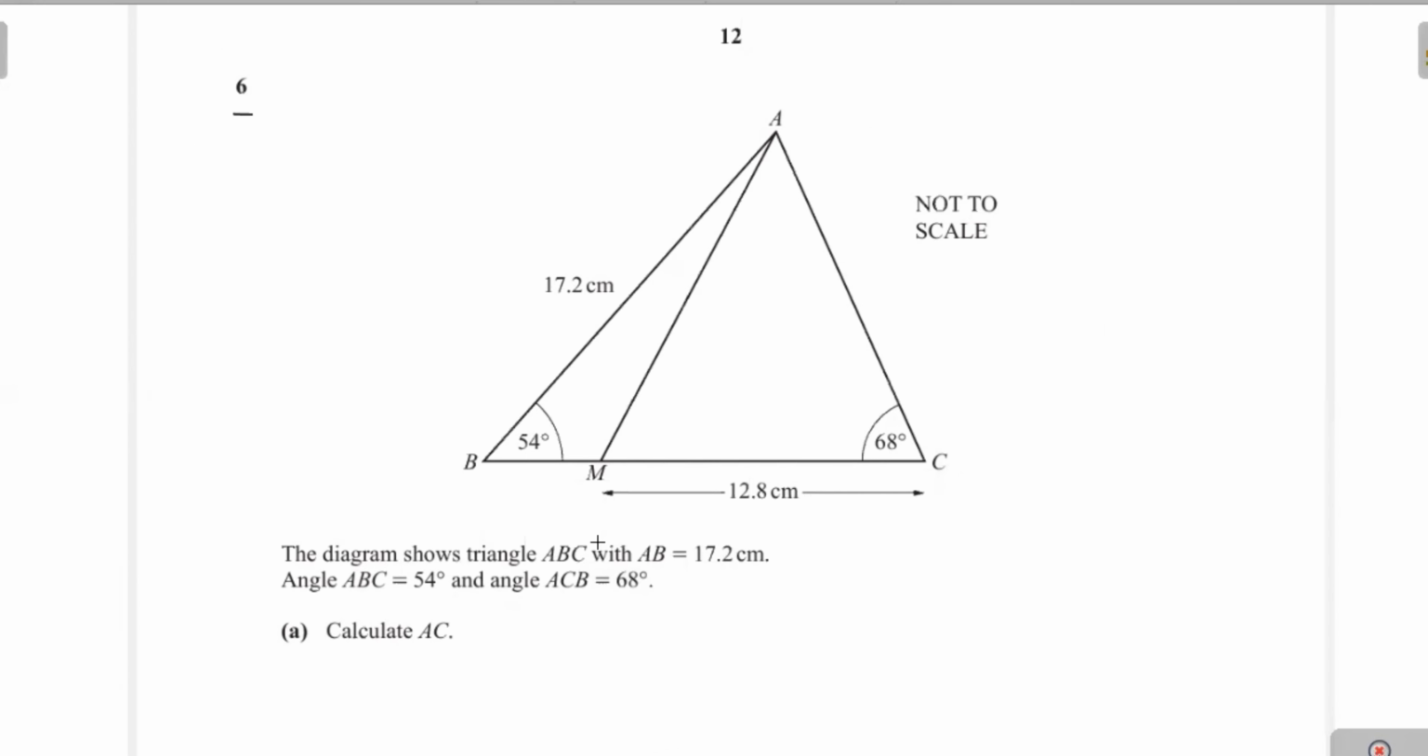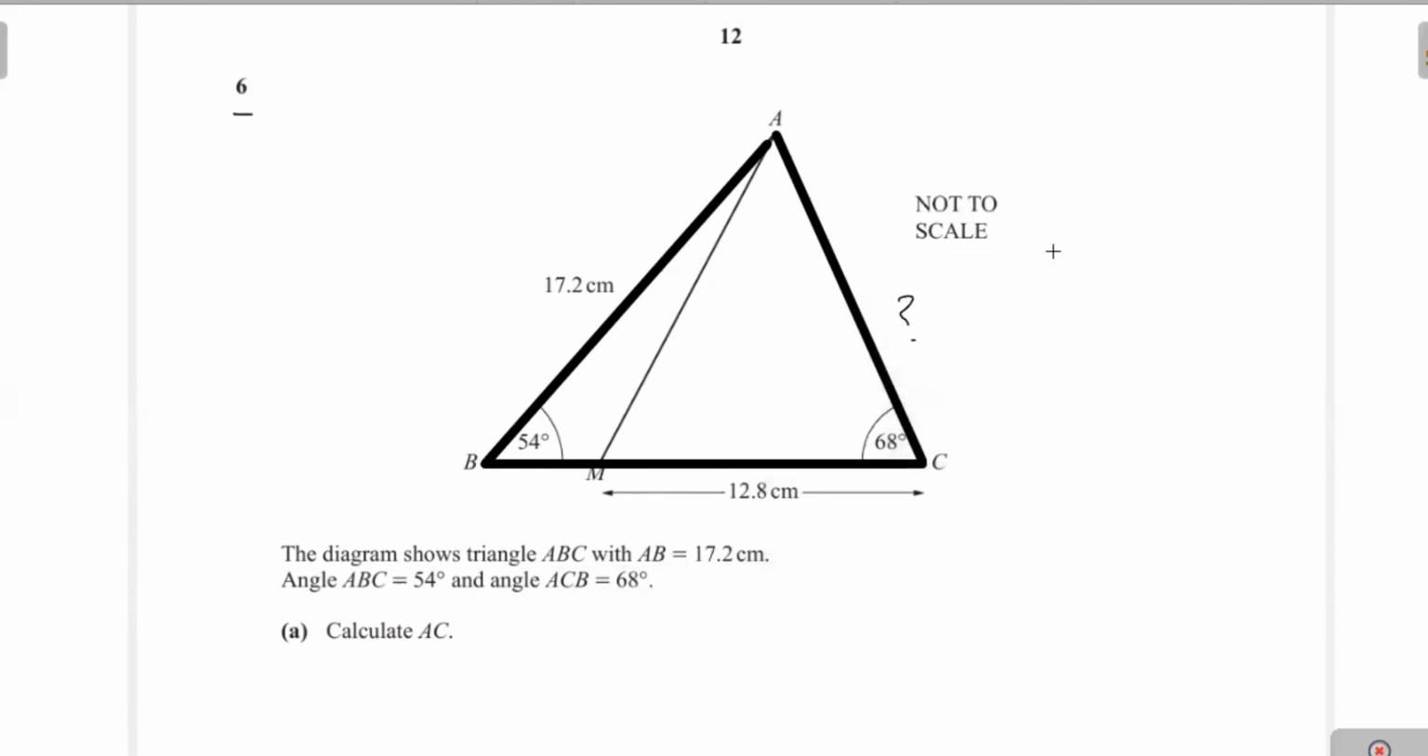The diagram shows the triangle ABC with AB 17.2, angle ABC 54 degrees, angle ACB 68 degrees. Calculate AC length. This is the length AC, and we have to calculate this length AC. You see here, this is the triangle ABC, in which two angles and one side are given, and this length AC we can calculate using the sine rule.